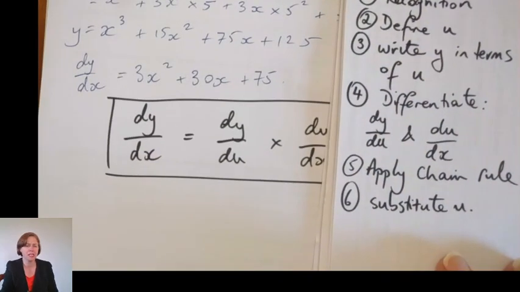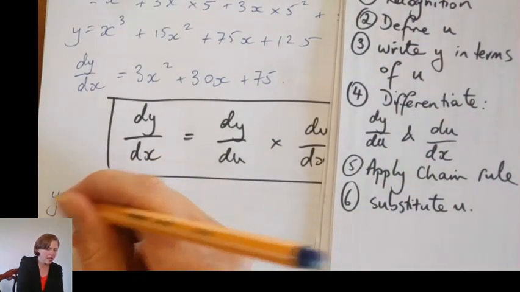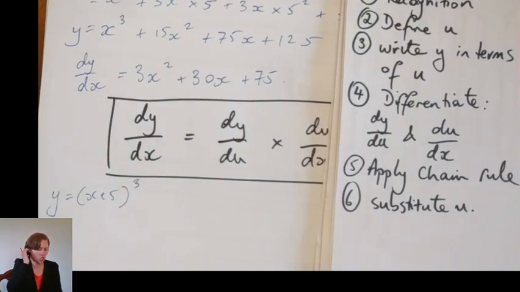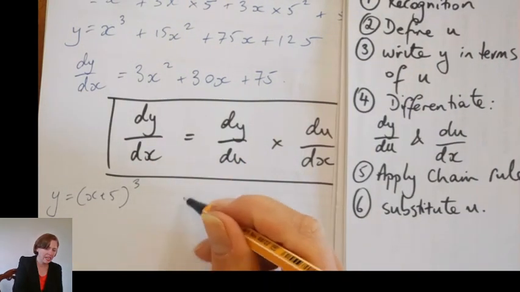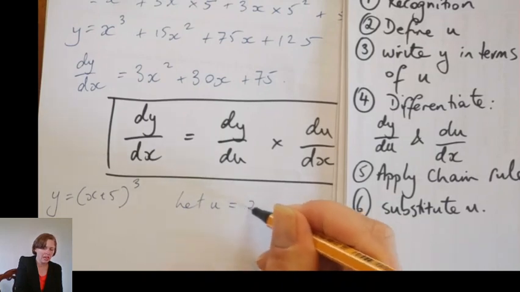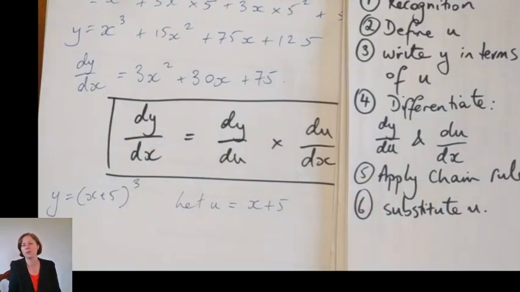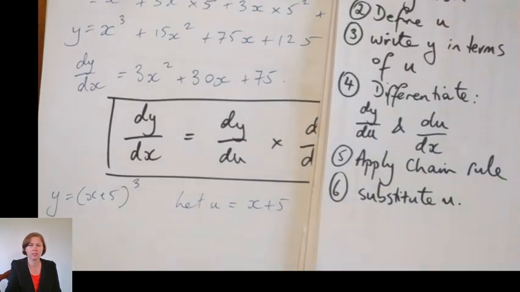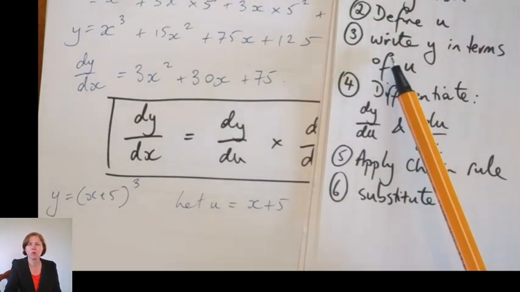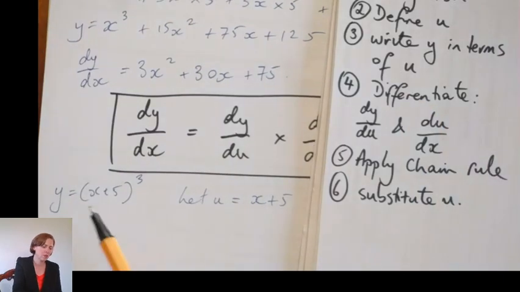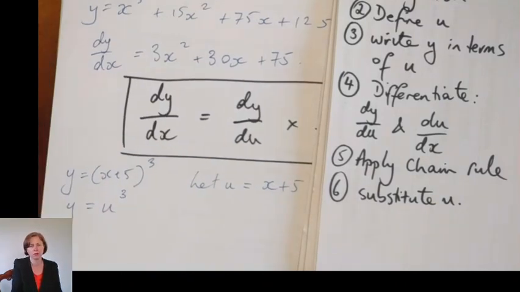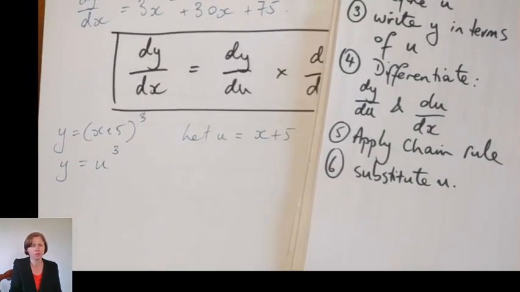So let's follow these steps for this example. y equals x plus 5 cubed. So I know that I want to use the chain rule. I'm going to say let u equal x plus 5. I've defined u. My third step is to write y in terms of u. So at the moment I've got y equals x plus 5 cubed. I'm going to rewrite that as y equals u cubed.